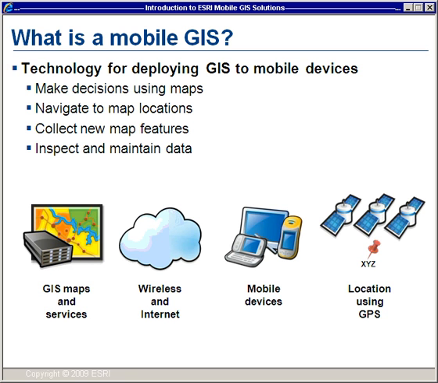You can really think of it as four different key technologies coming together to help make a mobile GIS system successful. The GIS maps and services play a critical role in providing the content and capabilities which can be deployed through the internet, whether it's a wireless internet or a fixed line internet, down to a range of different mobile devices. And lastly, location plays a very critical role in allowing us to use these maps on the devices, not only to locate ourselves within the maps, but also working with the global positioning system to help us collect very accurate spatial information.